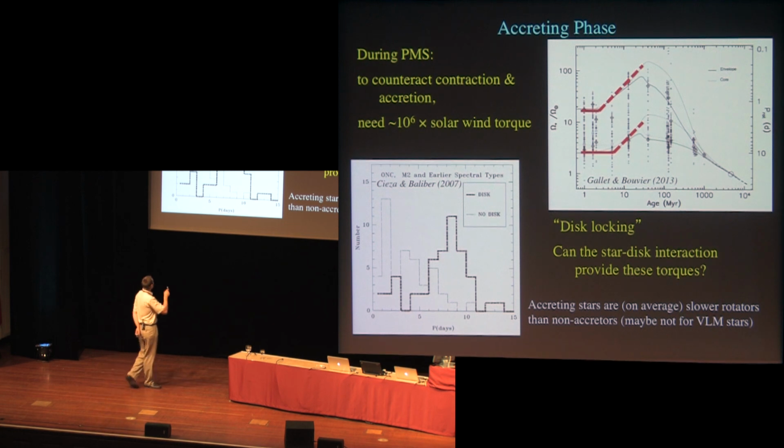So one way you can search for evidence of this is to compare the spin distributions of stars that have disks or have accretion to those that don't. At the time of PP5, people had already been doing this for more than a decade, and some claimed to find it and some didn't. So the results were mostly controversial, in my opinion, at that time.